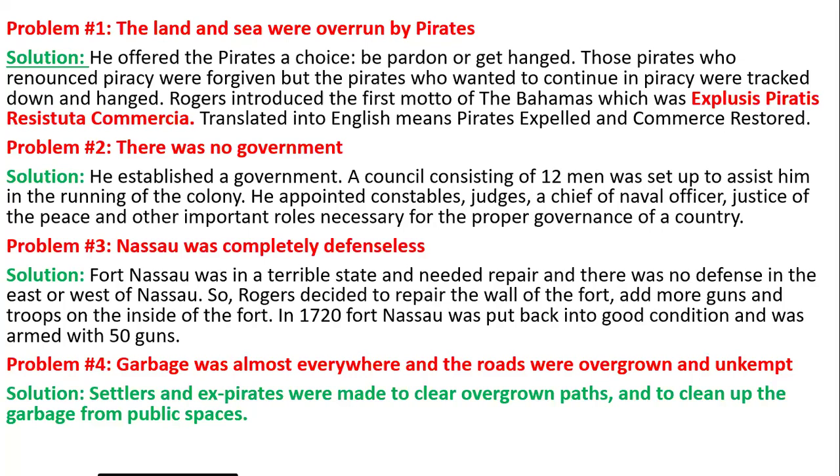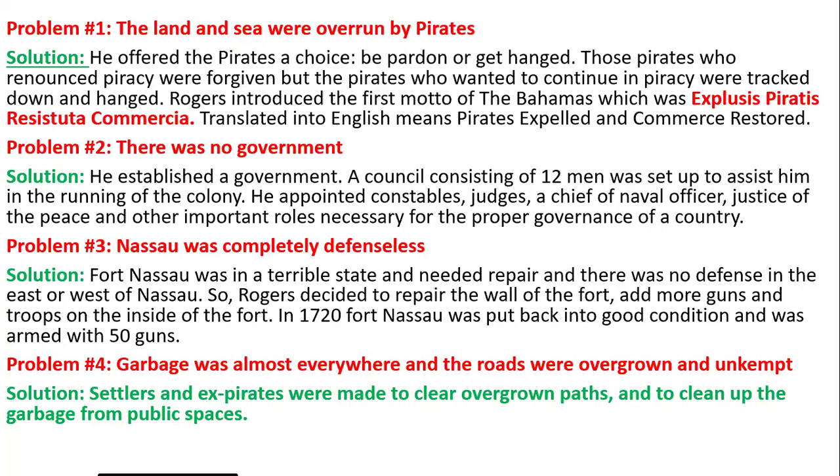All right, so what's the first problem that he had? The land and sea were overrun by pirates. Very good. The land and sea were overrun by pirates. Good. What was the solution? He offered the pirates a choice to be pardoned or to be hanged. Very good.